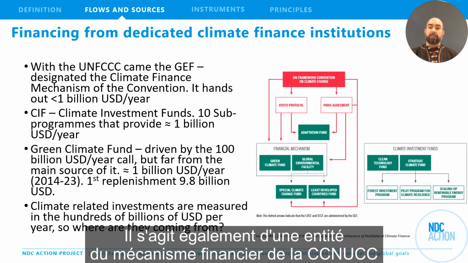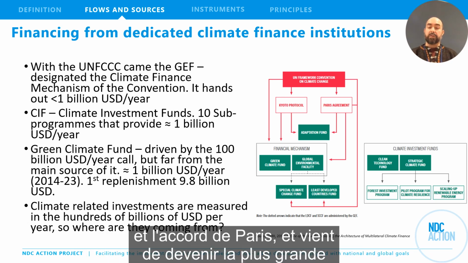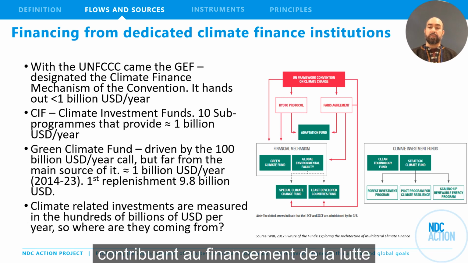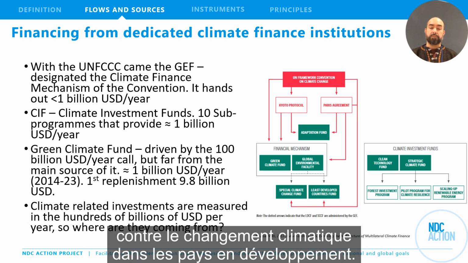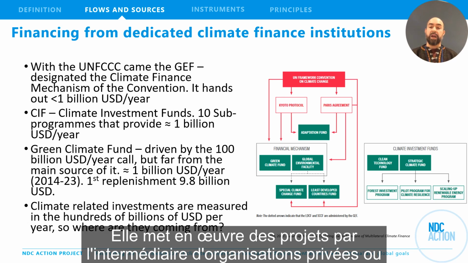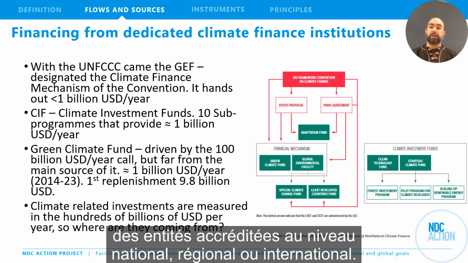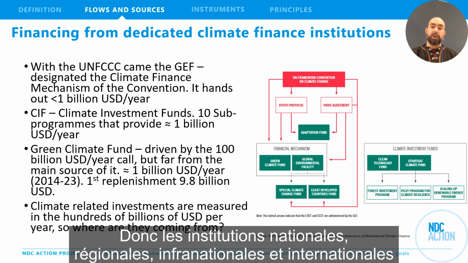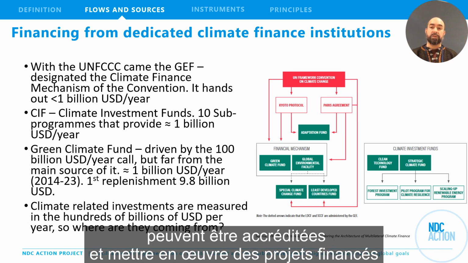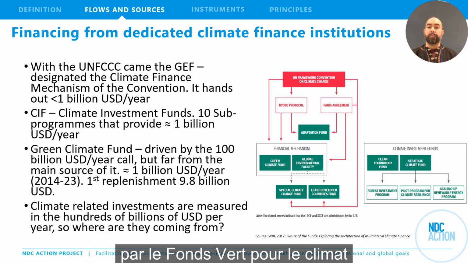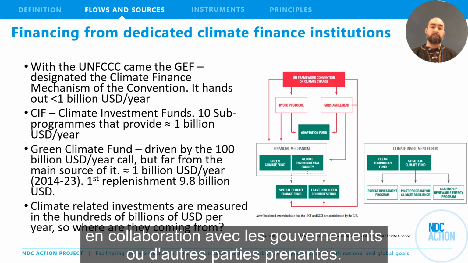This is also an entity of the financial mechanism of the UNFCCC and the Paris Agreement, and has just become the largest contributor of climate finance to developing countries. It implements projects through private or public, non-governmental, subnational, national, regional, or international accredited entities. So national, regional, subnational, and international institutions can become accredited and implement projects with GCF funding in collaboration with governments or other stakeholders.